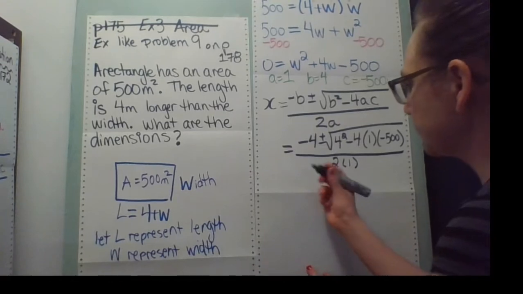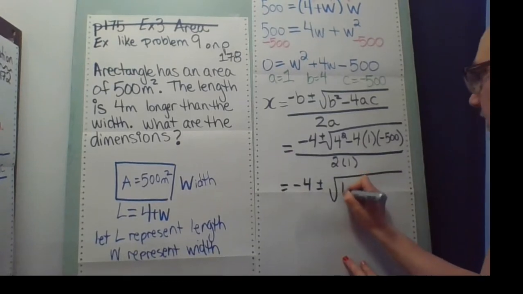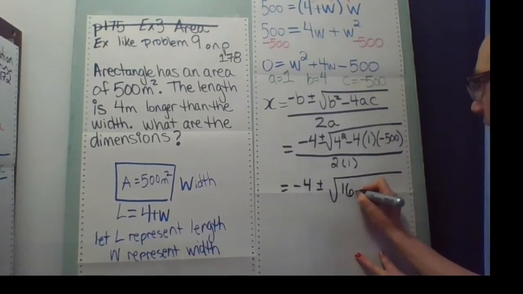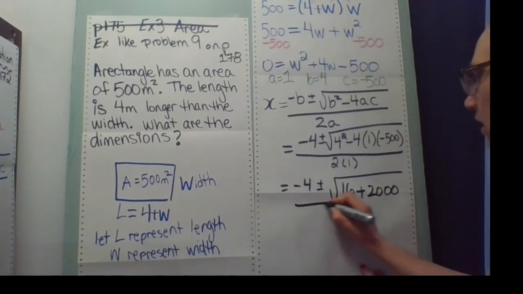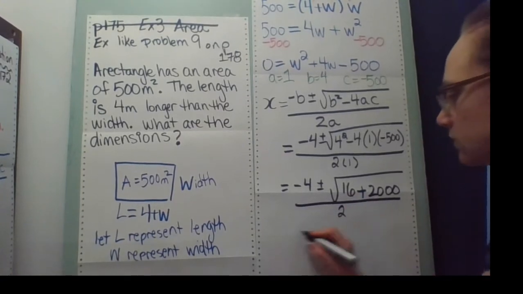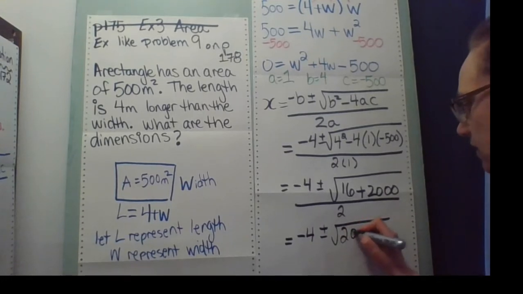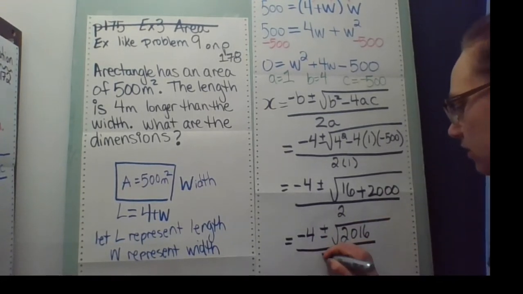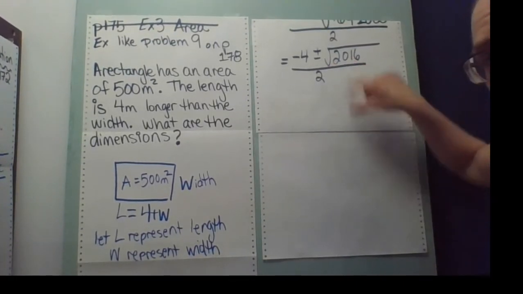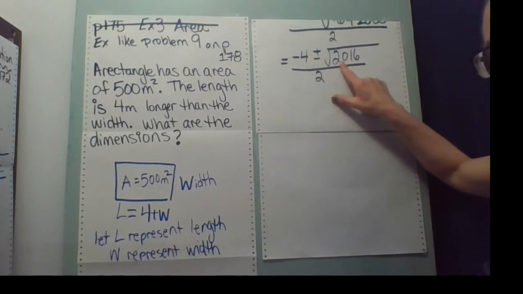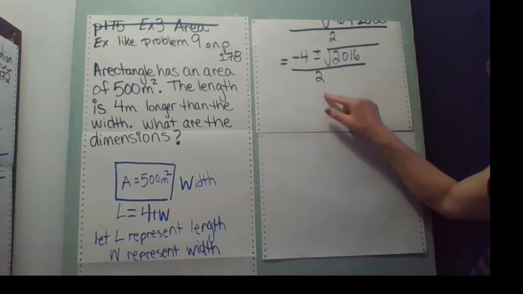Let's keep it going. Simplify. Negative 4 plus or minus square root of 4 squared is 16. Negative times a negative gives me a positive. 4 times 5 is 20. A couple of extra zeros. All divided by 2. So that equals negative 4 plus or minus square root of 2016, all divided by 2. Okay, so I've got a root of a great big number. So just for fun, let's see if I can reduce that like I've been doing in all those wonderful radical questions. And by doing that, I can actually end up with a more exact answer.